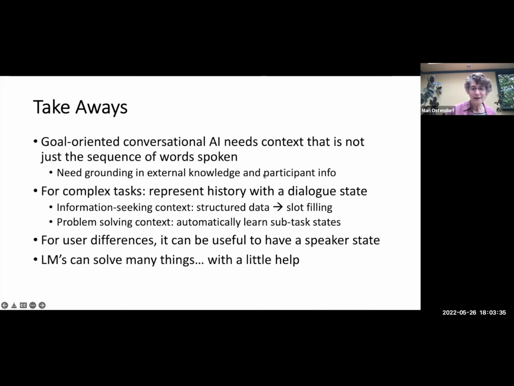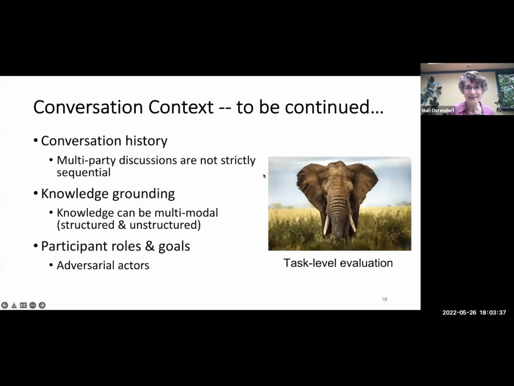So just to end, I think this whole idea of looking at context has a lot of different ways it can go. Conversation history gets much more complicated when you have multiple people. The discussions are not strictly sequential. Knowledge grounding, as a lot of people here know very well, knowledge can be multimodal and both structured and unstructured, and that complicates the grounding.